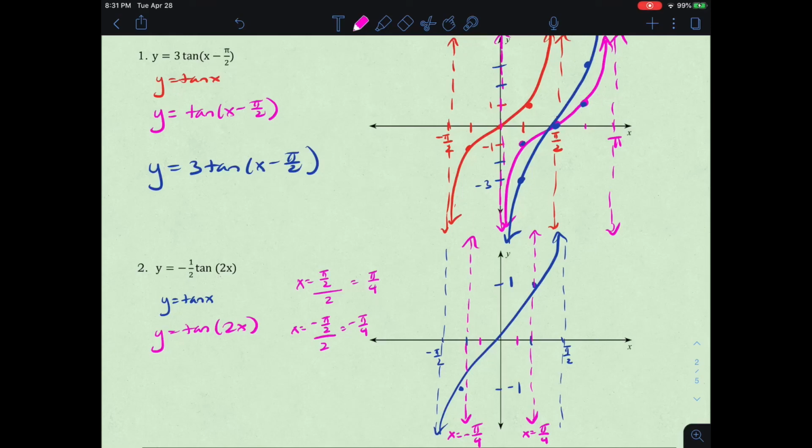So now plotting our points, my first point here will be at negative 1. My next point will be at the origin. And then my next point would be here at positive 1. And then I'm going to connect the dots, and then you should get something like this.